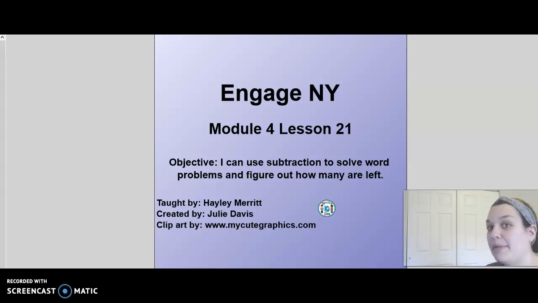Merritt again. I'm going to teach Module 4, Lesson 21, and today our objective is I can use subtraction to solve word problems and figure out how many are left. Right, let's get started. So a few things you'll probably need to pause and go grab. Paper, something to write with, or a whiteboard. Okay, go ahead.